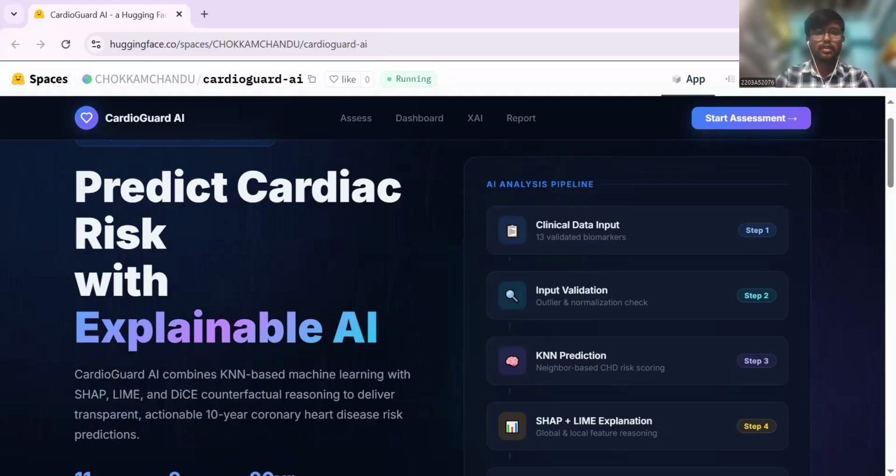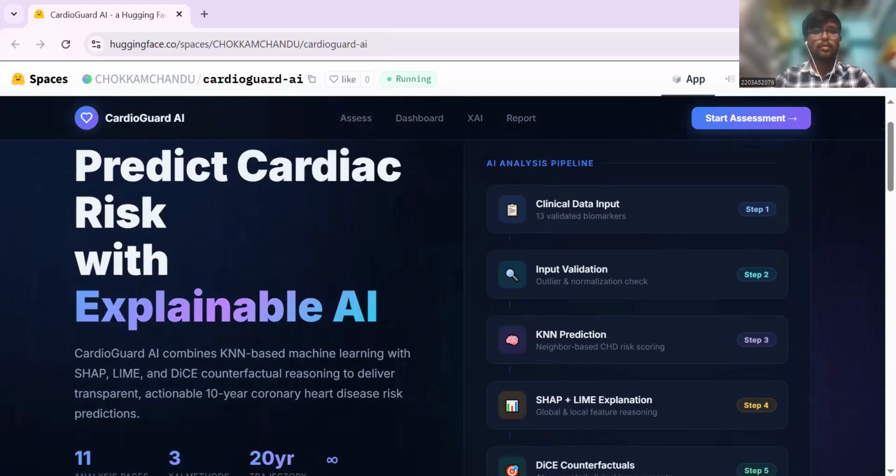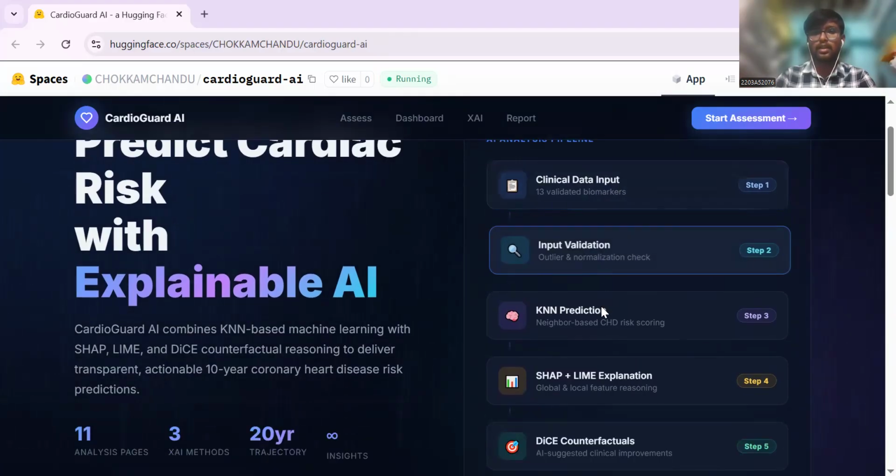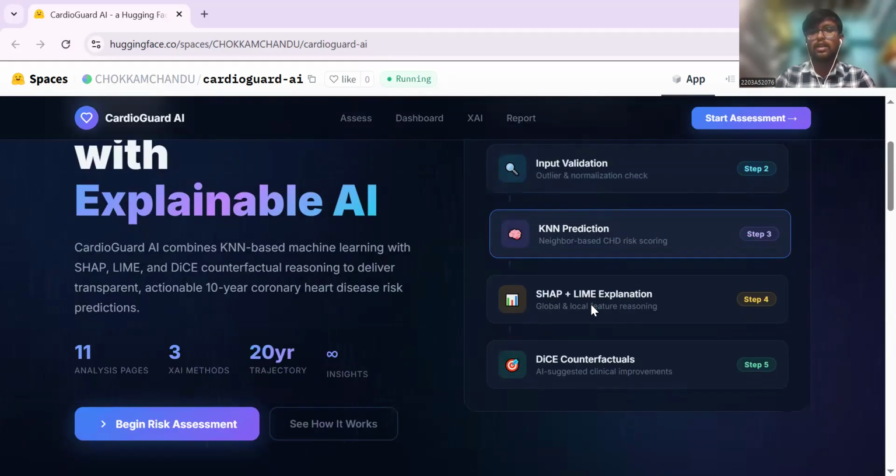So this interface clearly shows predict cardiac risk with explainable AI, as we are going to explain which factors are affecting in what ways. This is how we have designed our pipeline. It initially takes clinical data that the user has to input. Then the input is validated. We predict the output using KNN. We give the explanation using SHAP and LIME, and at the end, counterfactuals.